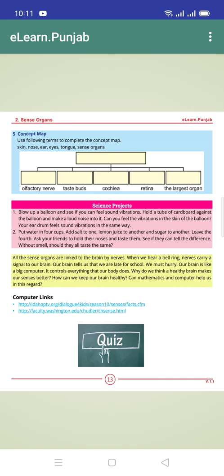How can we keep our brain healthy? By eating brain healthy foods, for example nuts, dry nuts, walnuts, and almonds. Can mathematics and computers help us in this regard? Yes. The more you use your brain, the healthier and wealthier it will grow.